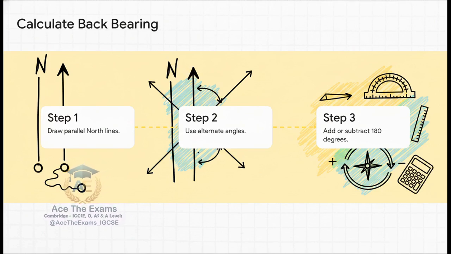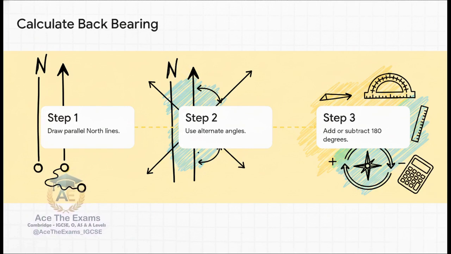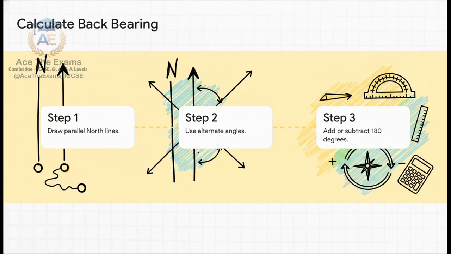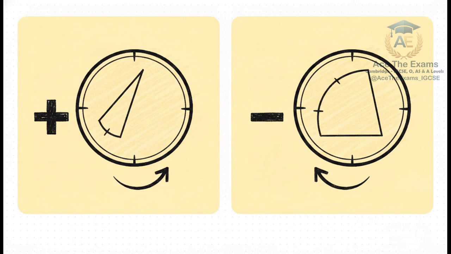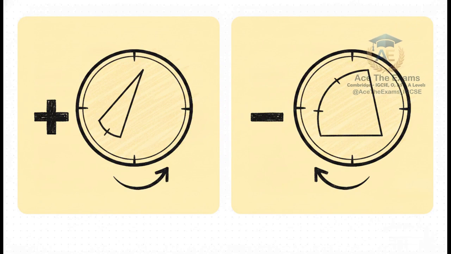This structured step-by-step approach is what transforms a chaotic, overloaded answer into a clean, logical progression that examiners love. Let me explain exactly how that math plays out so you never second-guess yourself in the exam hall. Here is how that third step plays out on paper. If your starting initial bearing is less than 180 degrees, let's say it's 135 degrees, you simply use your alternate angles and add 180. So 135 plus 180 gives you a back bearing of 315 degrees.